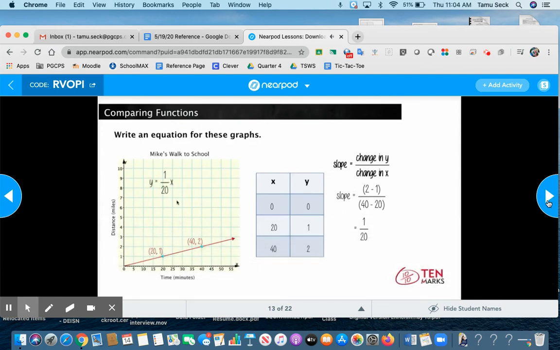Thus, this equation represents the function, and this means that Mike walks each mile in 20 minutes, or his speed, which is distance divided by time, is 1/20th miles per minute. The slope is the rate of change of the graph. Every time y changes by 1, x changes by 20.